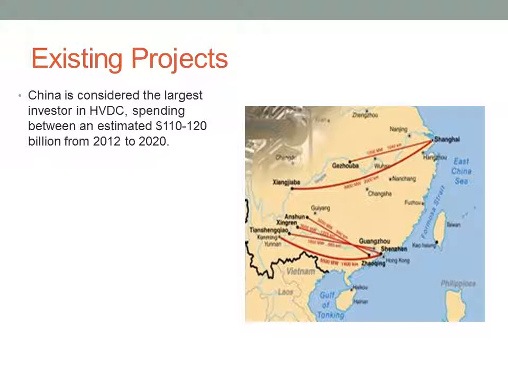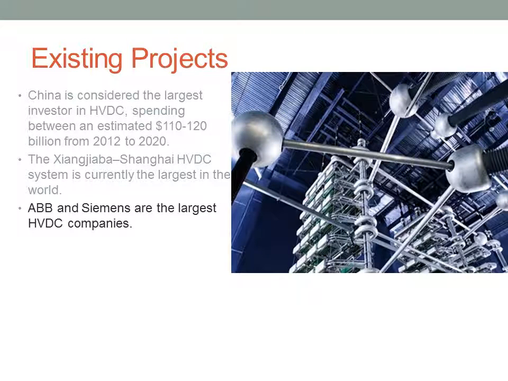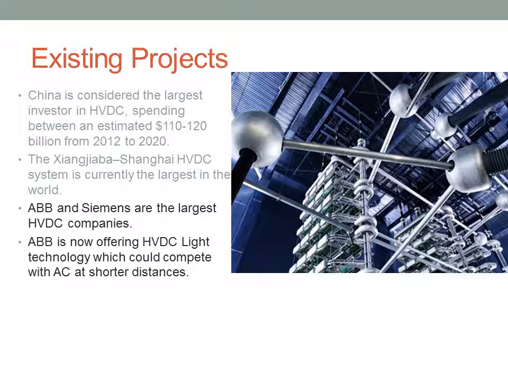China is considered to be the largest investor in HVDC, with a number of major projects proposed between 2012 and 2020. The Zhangjiaba Shanghai line is the largest to date, and you can see it in the picture across central China. ABB and Siemens are the world's leading HVDC companies, and they contract all over the world. ABB is also working on a technology that they call HVDC Lite. This is basically a smaller scale HVDC technology and is meant to compete with AC over shorter distances. It will be interesting to see how this grows in the future as well.